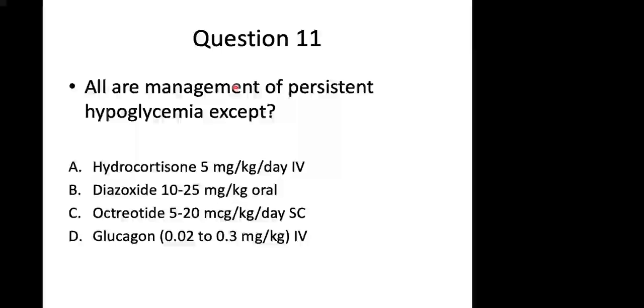Question number 11. All are management of persistent hypoglycemia, except. This was a slightly tricky question. So all the drugs are used. Glucagon is not commonly used for persistent hypoglycemia, but usually for refractory hypoglycemia. But yes, if given a choice, I would choose answer D. All the doses are correct. The mode of administration is wrong. Glucagon is never given IV. It's given either subcutaneously or IM. So the answer is D here, glucagon IV. That is the wrong choice.